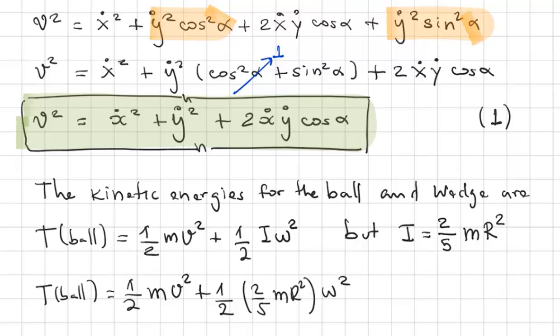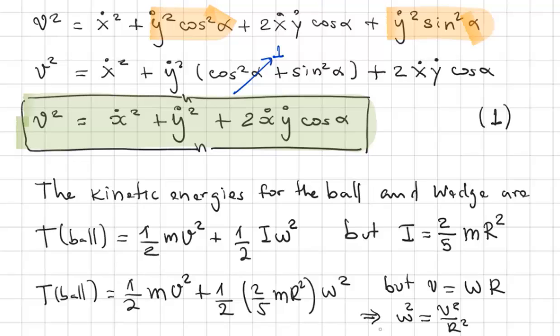The relationship between V and omega is this: V is equal to omega R. When a body is moving with a rotational motion, the relationship between the translational and rotational motion is given by this equation. V is equal to omega R. Then omega is equal to V divided by R. Okay? Then omega squared is V squared divided by R squared.